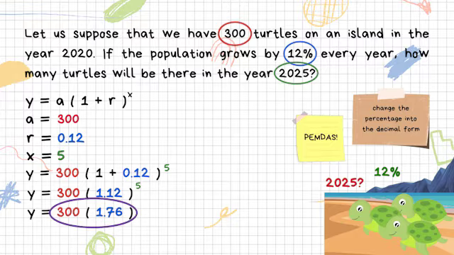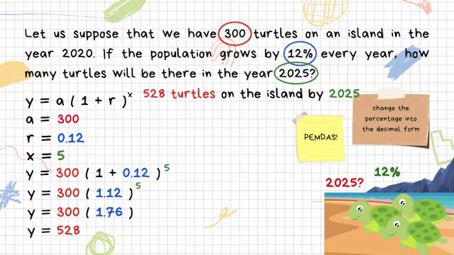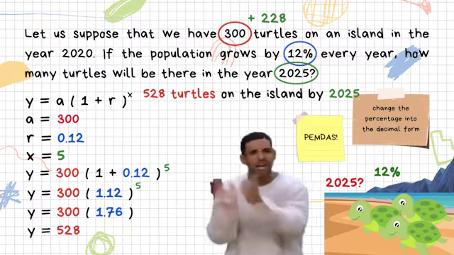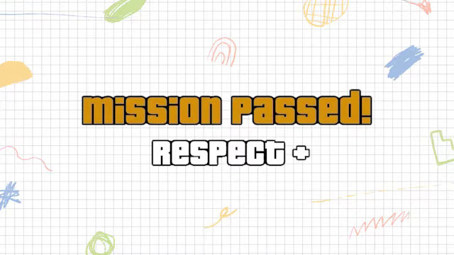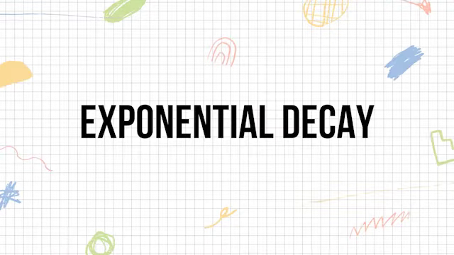300 multiplied by 1.76? That's right, 528. There will be 528 turtles on the island by the year 2025. Within the 5 years, the number of turtles will increase by 228. Isn't that amazing? See? You are getting the hang of the exponential growth. You just gotta keep practicing. Let us now get ready for exponential decay.